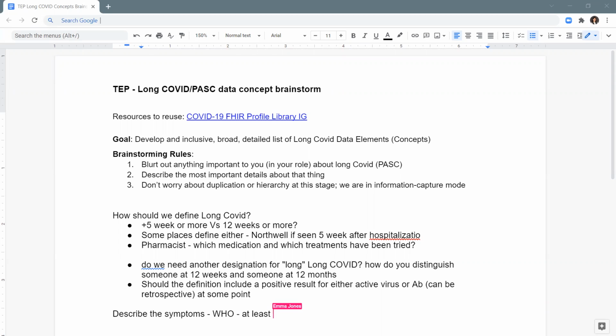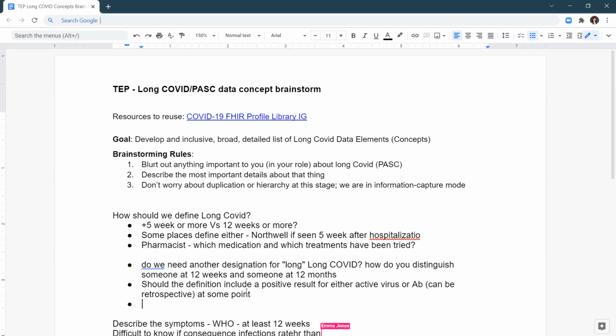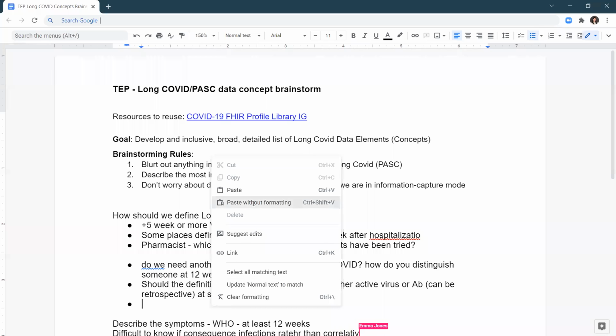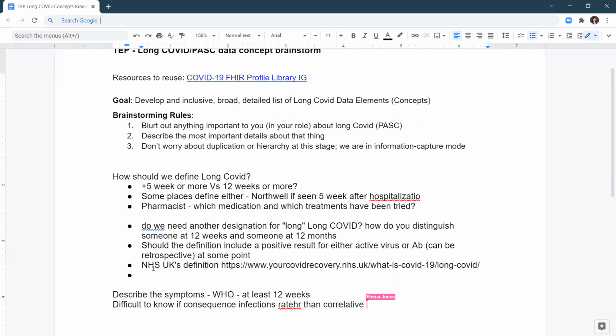One of the things is it's difficult to know to the extent to which it's a consequence of infection versus correlated with infection. But the bottom line is someone suffering with these conditions. So I would err on the side of, probably I'm biased from CDC, capturing the data and then figuring out some of these issues later. So to be broader would make more sense, I think.